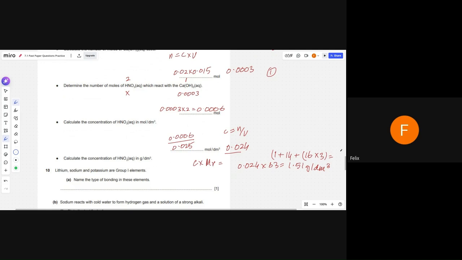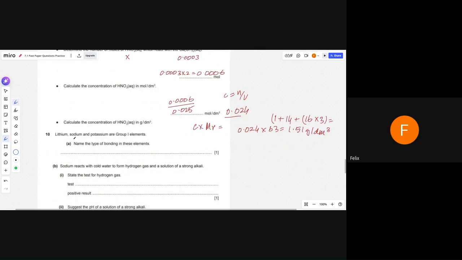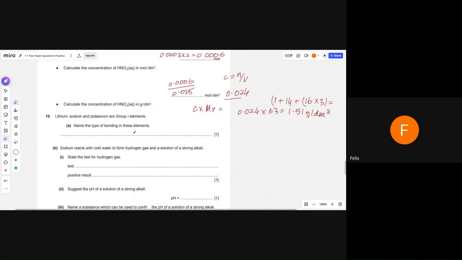Now we move on to the next one. Sodium, lithium, and potassium are group 1 elements. Name the type of bonding in these elements. So metallic bonding, these are metals. So very easy. This is metallic bonding. I hope this makes sense. Since these are metals, they have metallic bonding.